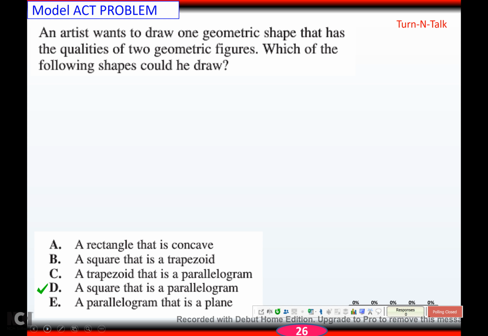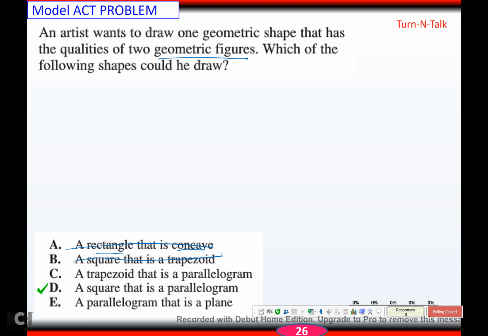And hopefully you got D. It says an artist wants to draw one geometric shape that has the qualities of two geometric figures. Which of the following shapes could he draw? A rectangle that is concave. Well, that's not two geometric figures, that's just one. A square that is a trapezoid. Well, that's not even possible. A square can't be a trapezoid.